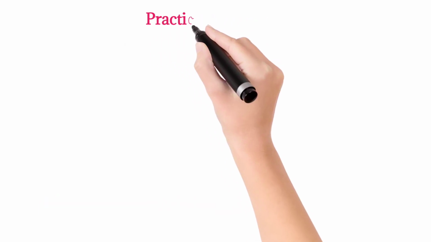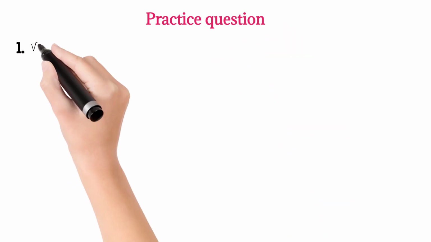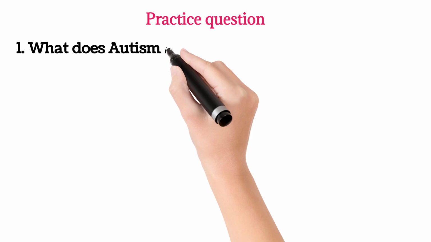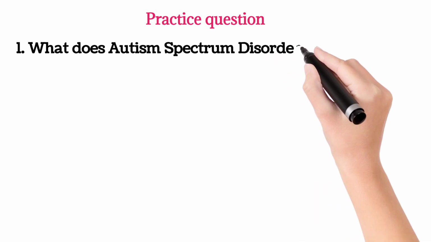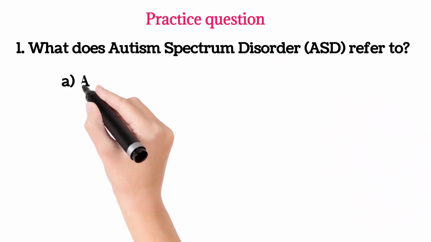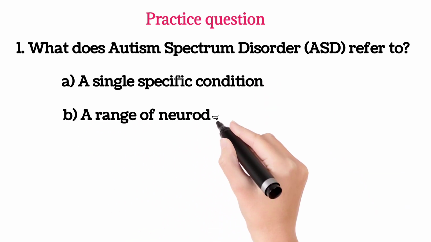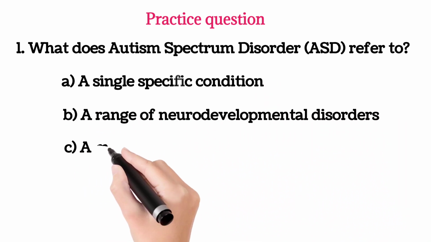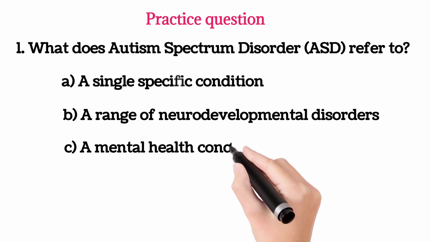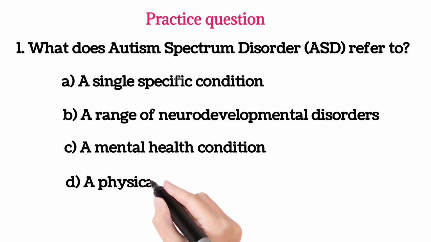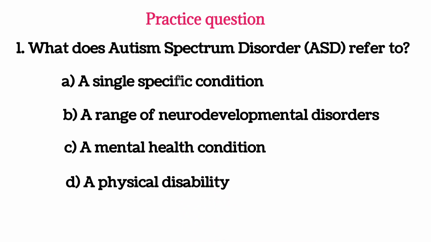Now we will see some practice questions. First is, what does autism spectrum disorder, ASD, refer to? First, a single specific condition. Second, a range of neurodevelopmental disorders. Third, a mental health condition. And fourth, a physical disability. You have to answer in the comment box below.